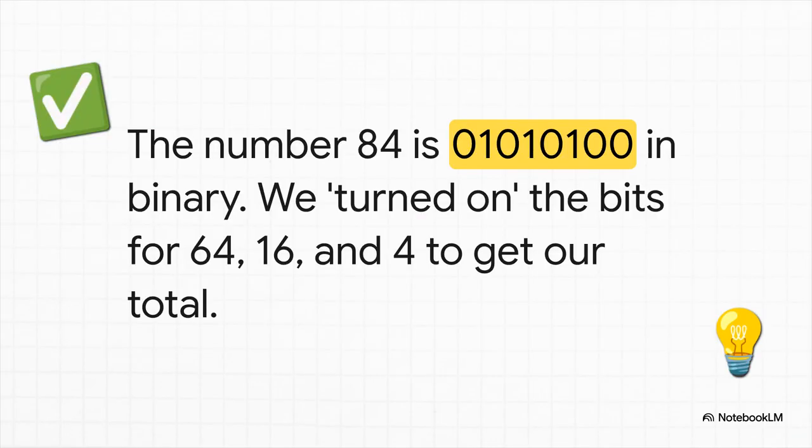And there you have it. The number 84 in binary is 01010100. Each one just represents a place value that we turned on to add up to our number. See? You just spoke binary.